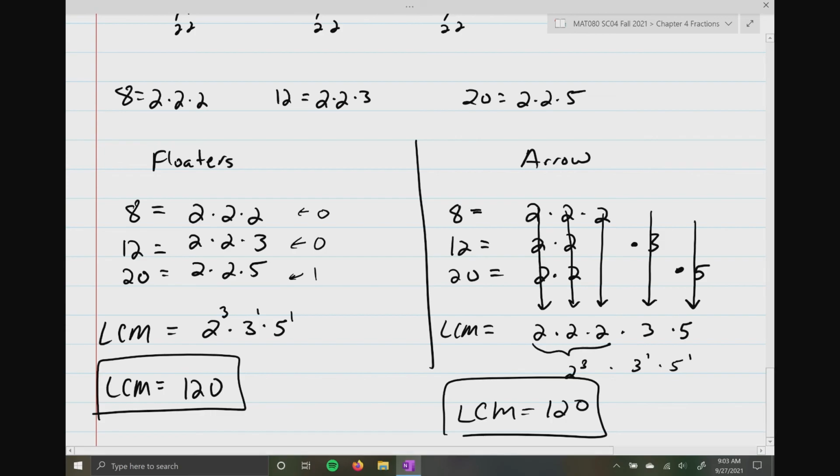Any questions? All right, because we're going to use this technique to help us build what we call equivalent fractions. And that's how we add fractions. Denominators got to be the same. But we'll worry about that in the next class.